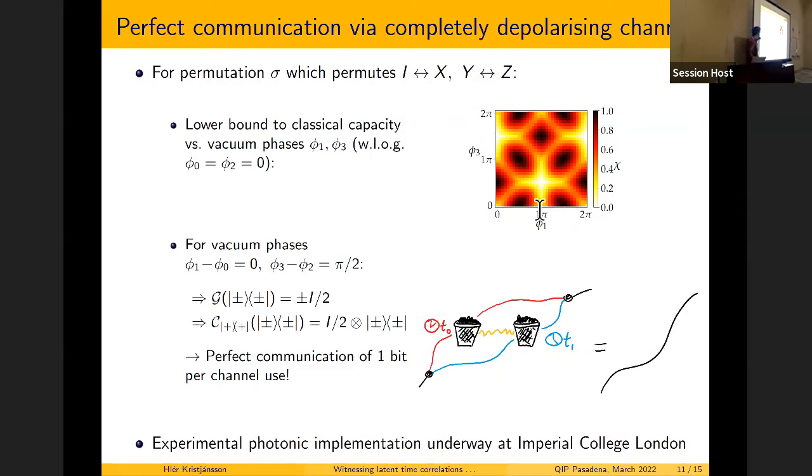Concretely, if we consider this choice of vacuum phases, which is a non-trivial choice, which you can see here, we get that G acting on the plus and minus states gives plus or minus identity over 2. So in particular, when the controller is in the plus state, if Alice encodes a message in either the plus or the minus states on the internal degree of freedom, then this message is transferred deterministically to the control system after the noisy evolution.